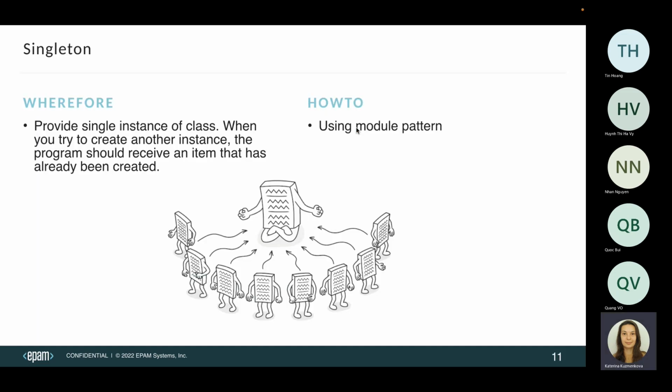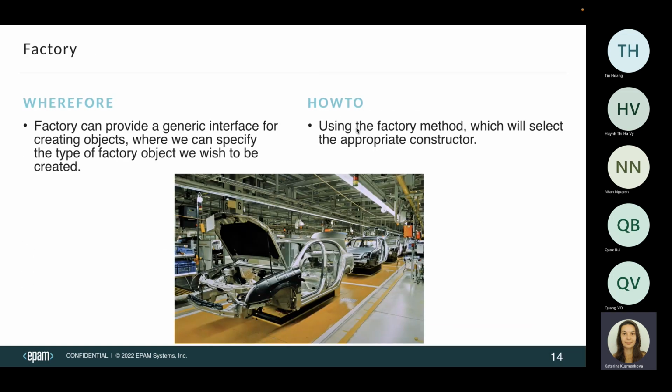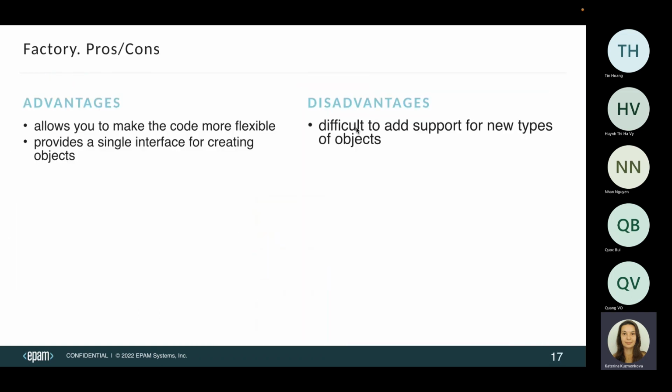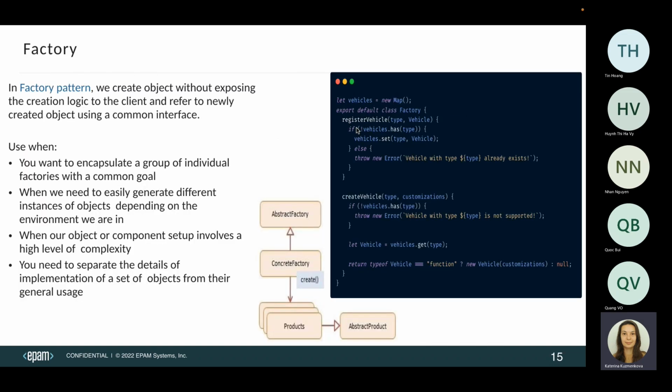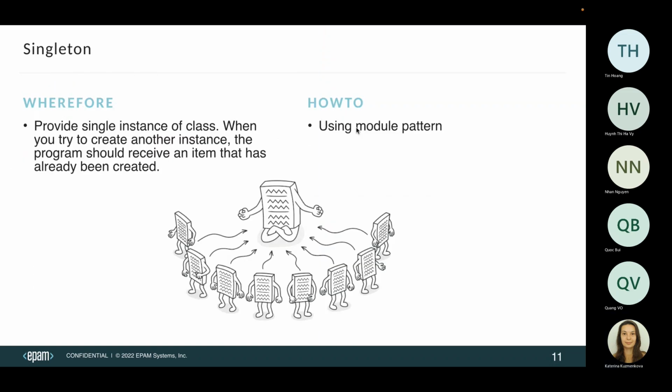Let's talk a little bit about creational patterns. This is the first pattern which we will take a look at: singleton. Then we will discuss factory a little bit, and the fabric pattern, and compare their differences. So singleton, where can we use it? If we would like to provide a single instance of a class, when you try to create another instance, the program should receive the item that has already been created. How can we use it? Just using the module pattern.